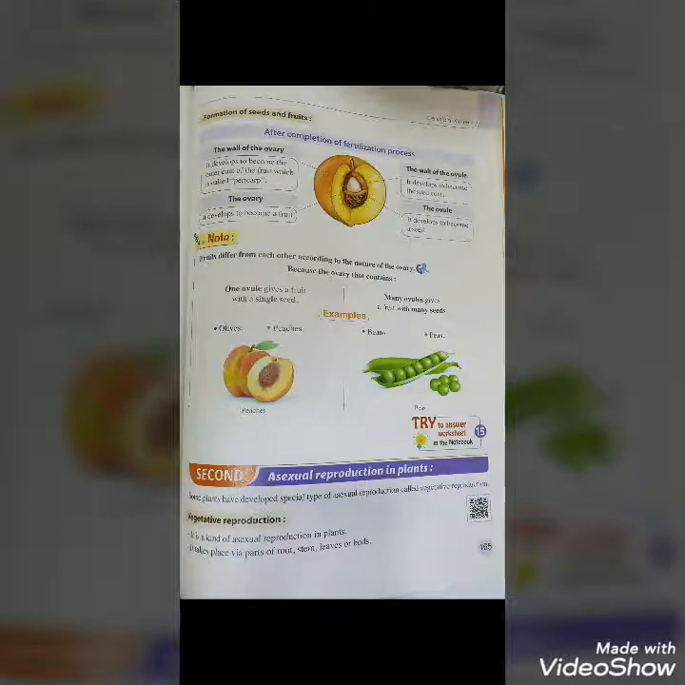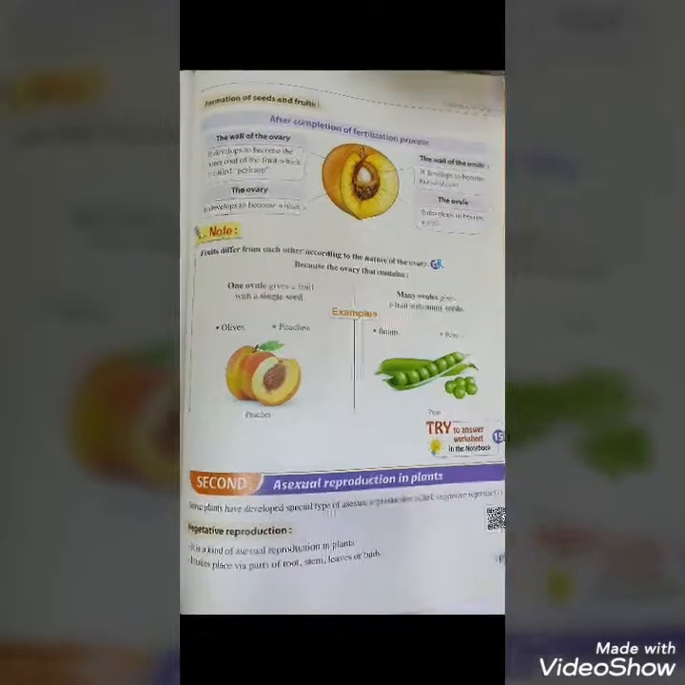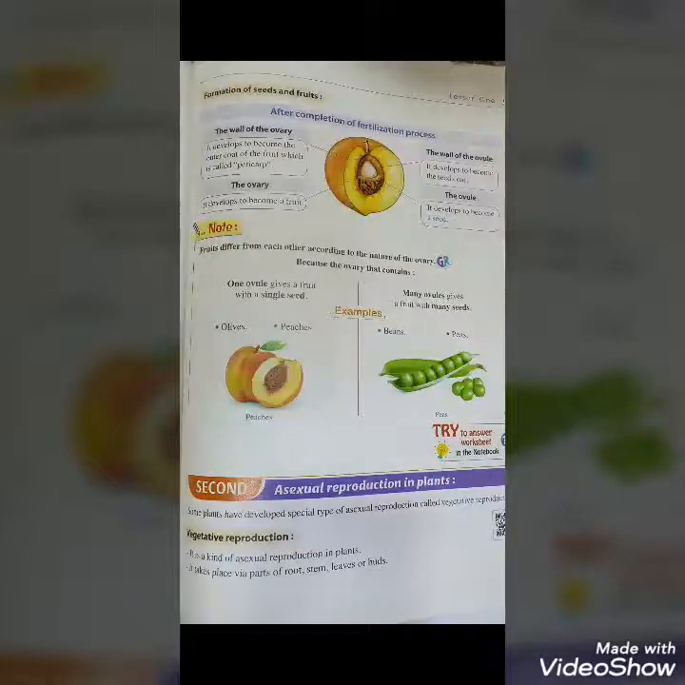If you ask me a question, why do some fruits contain 1 seed only and some fruits contain many seeds, like beans or peas or guava, lemon or orange, which have many seeds? The answer will be, if the ovary contains 1 ovule, the fruit will contain 1 seed, like peach and olive. And if the ovary contains many ovules, like beans or peas, the fruit will contain many seeds.